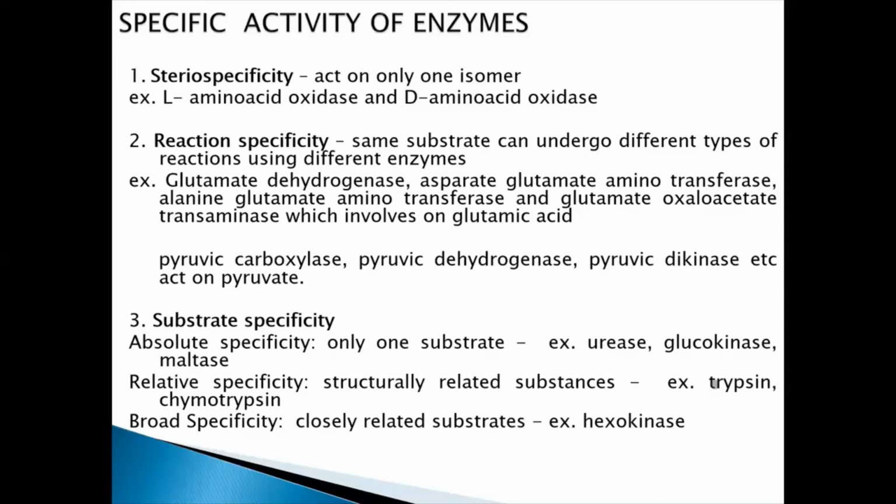And the last type is substrate specificity. When you talk about substrate specificity, it is again of three types: absolute specificity, relative specificity, and broad specificity. Absolute specificity is where the enzyme acts only on a single substrate, like urease on urea, or glucokinase, which acts on glucose, the sugar molecules. Then relative specificity, where the enzyme acts only on a particular type of compound, like trypsin and chymotrypsin, which act on certain proteinaceous compounds. Then you have broad specificity, like hexokinase, which acts on a number of glucose molecules.